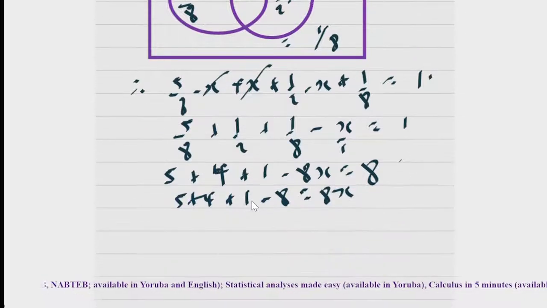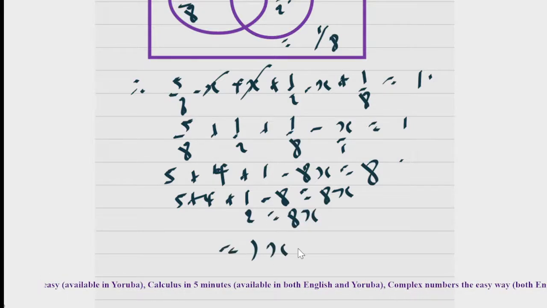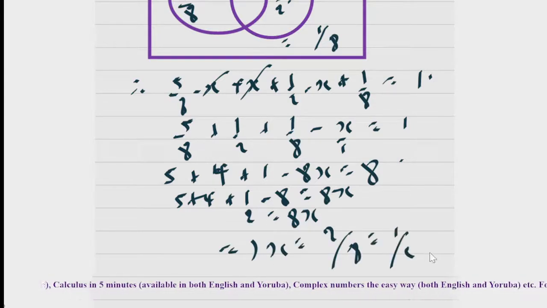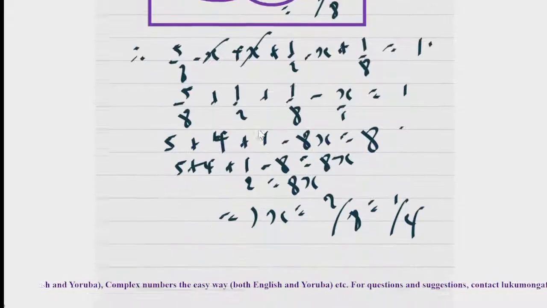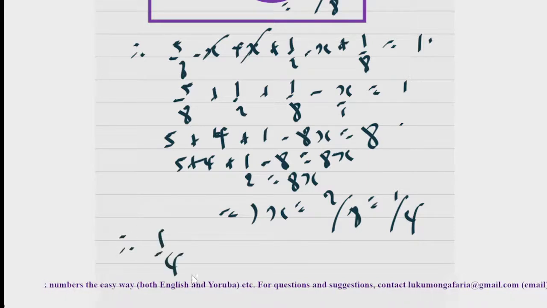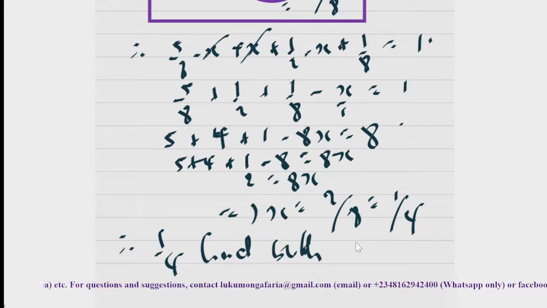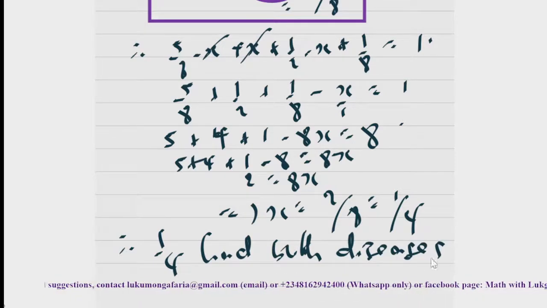I hope you understand now. So 5 plus 4 is 9 plus 1, that's 10. 10 minus 8, that is 2, is equal to 8x. Then your x will now be what? 2 over 8, which is 1 over 4. And we had to find both, which is x. It means 1 over 4 had both diseases. You can see it is very simple. And I hope you understand how you can solve any problem involving two sets now using your Venn diagram.